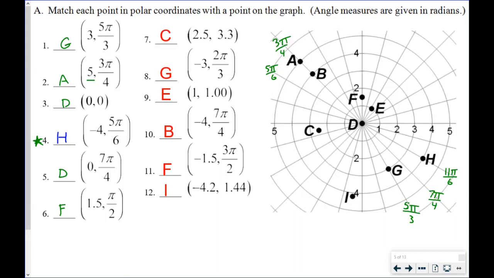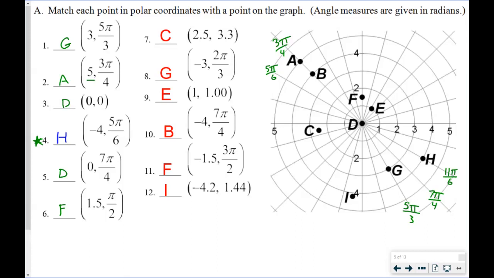All right, number 10 is B, 11 is F, and 12 is I. All right, questions on that? Any of it? Negative r's? I think the negative r is hopefully as complicated as it gets today. So if you guys can walk away today understanding that, you should be good to go.